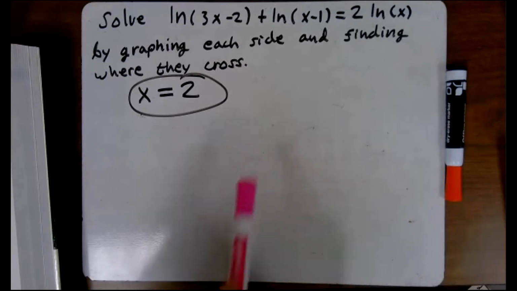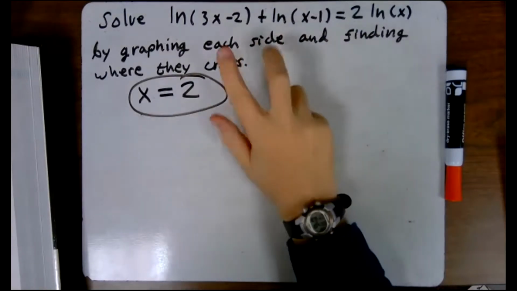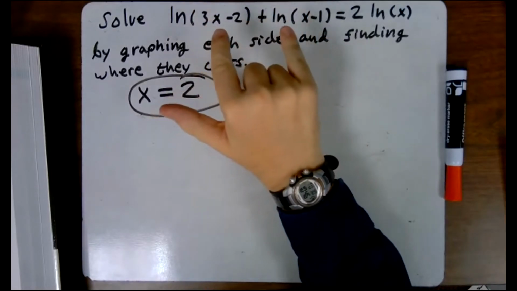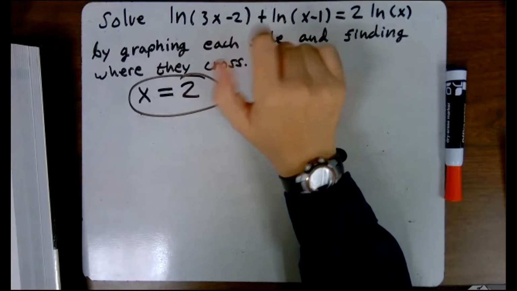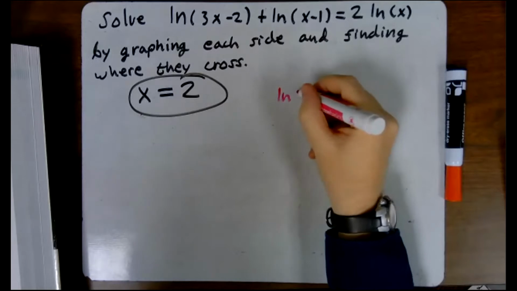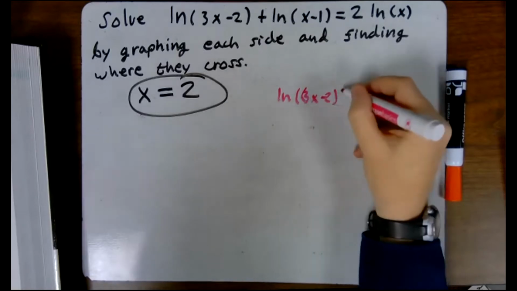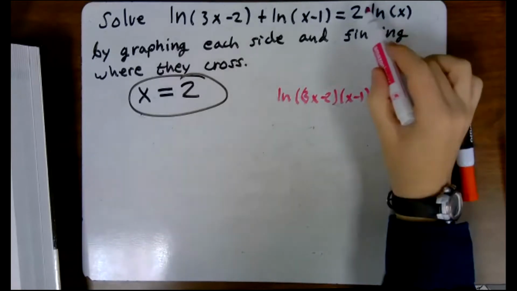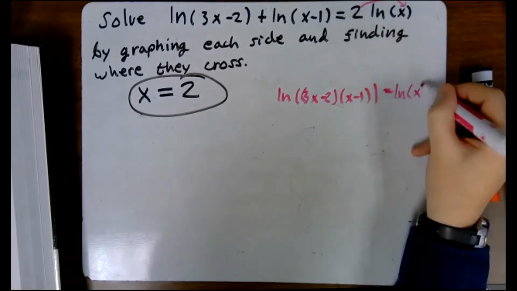I do think it would be kind of interesting to talk very briefly about how we would actually solve this. The way we would solve this is with the properties of logarithms. We know that the natural log of 3x minus 2 plus the natural log of x minus 1, well, we're adding two logs of the same base, which means that we can multiply the insides. So we can rewrite the left side as the natural log of 3x minus 2 times x minus 1. On the right side, we can use the properties of logarithms to move this 2 back into the equation. We get the natural log of x squared.